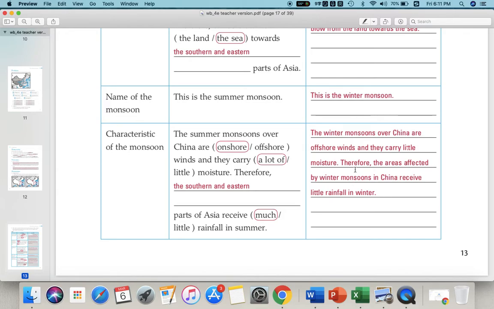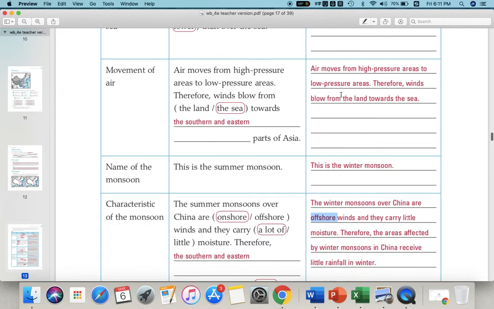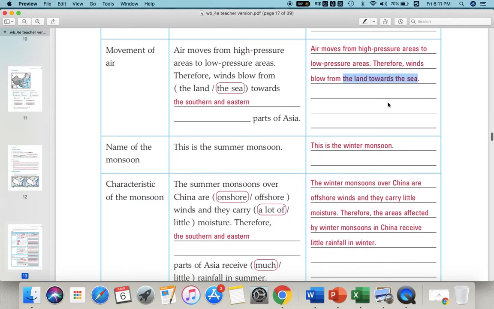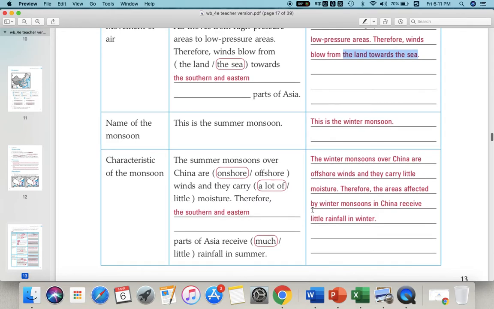While for the opposite side, the winter monsoon over China brings offshore winds. Offshore wind means the wind blows from the land towards the sea. Because the wind originates from the land, the area affected by the winter monsoon in China will receive less rainfall in winter.